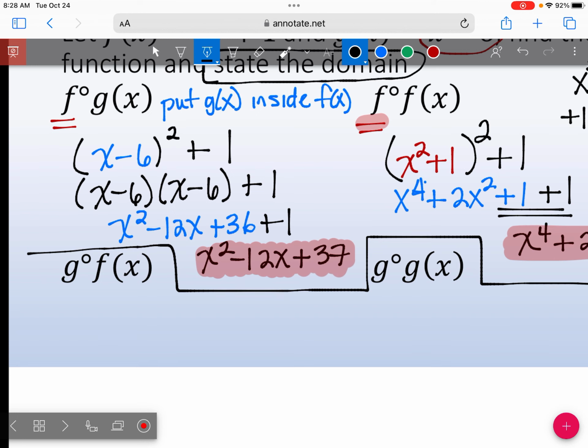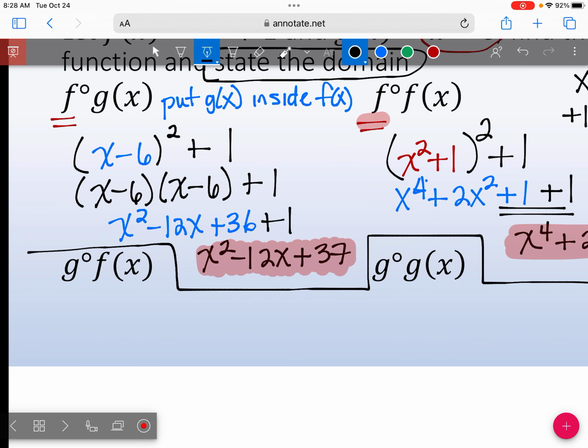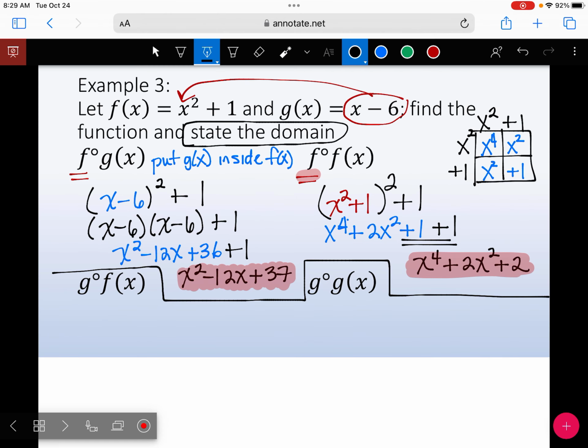All right, so now let's find g of f of x. So let's put the f function inside of g. So we're going to work with the g function now. My g function is a lot simpler because g says just take something minus 6. So when I write my function, I'm going to start off by putting parentheses minus 6. I'm writing my g function with parentheses.